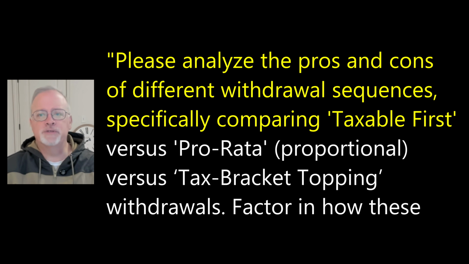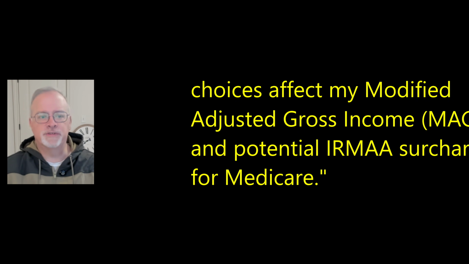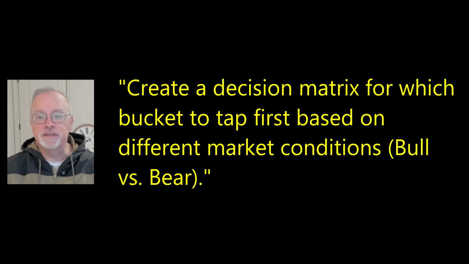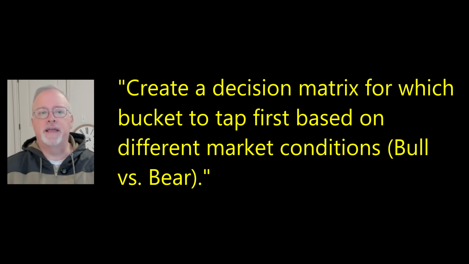Now you create the task. Please analyze the pros and cons of different withdrawal sequences, specifically comparing taxable first versus pro rata versus tax bracket topping withdrawals. Factor in how these choices affect my modified adjusted gross income and potential IRMAA surcharges in Medicare. Now we tell the AI how we want to see the information. Create a decision matrix for which bucket to tap first based on different market conditions.